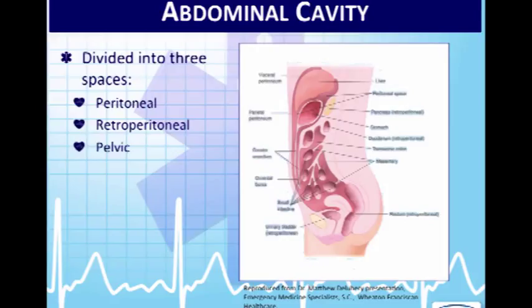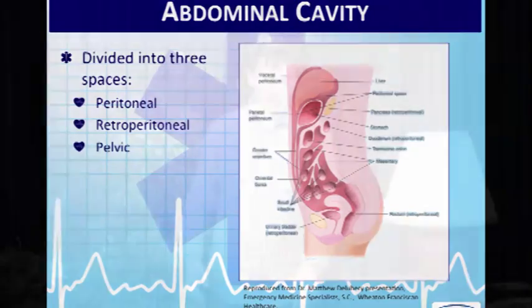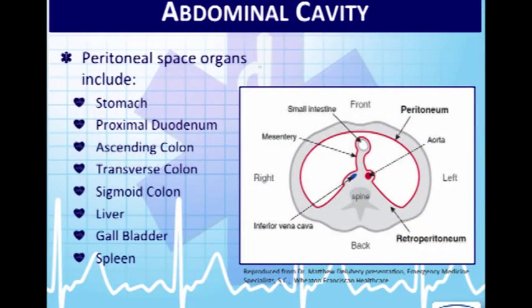Particularly, we use it when somebody is bleeding in their cavities. The surgeons will use terms like a retroperitoneal bleed or a peritoneal bleed, or the bleeding is in the pelvis. Different organs are considered to be in these three spaces in particular, and we do appreciate them when we open somebody up. The peritoneal space contains most of the organs of your abdominal area.